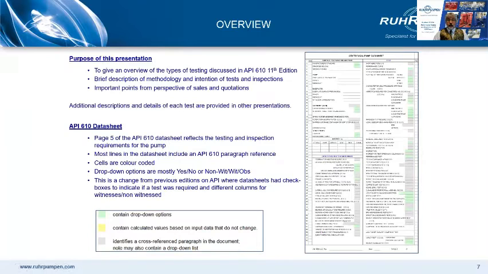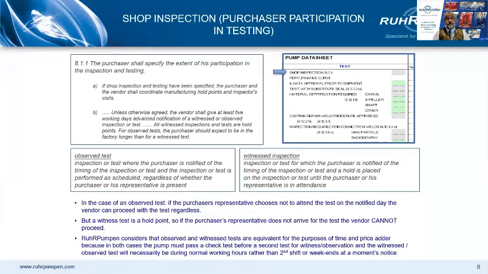So here's an overview of what we're covering today. If you look at the API 610 datasheet, there are numerous cells where you select various options, the green cells, for various inspections and tests. We're going to look at, discuss, and explain most of these inspections and options. So we start with shop inspection, which cross-references really observed tests and witnessed tests.